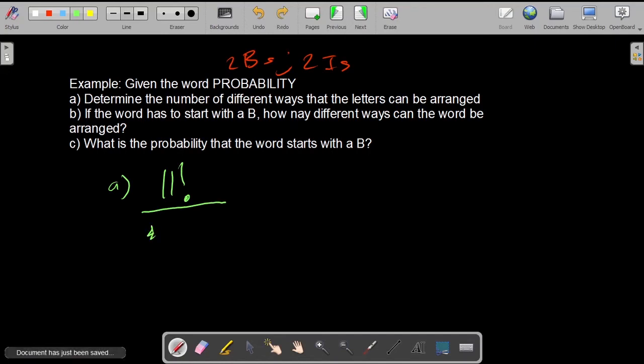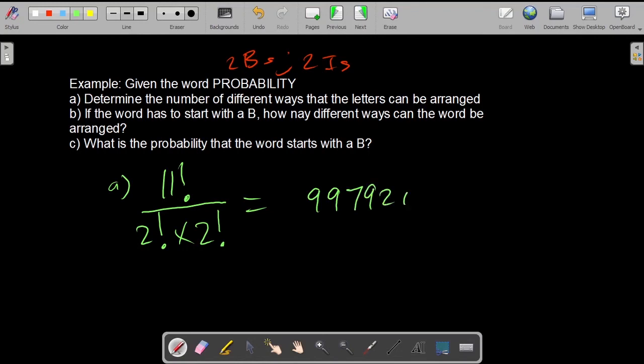So we have 2 B's. Now that we have 2 B's, we're going to find 2 factorial of that. Multiply by, we also have 2 I's. So that is what will happen over there, and that is what we do to find the answer. And the answer in this case is basically 9979200. And this is the answer. That is the total number of different arrangements that we can make, even considering that we have repetitions, right? So that would be the answer.